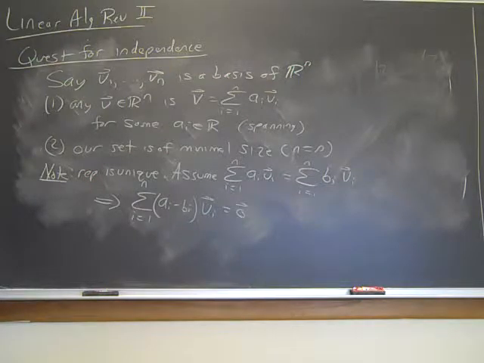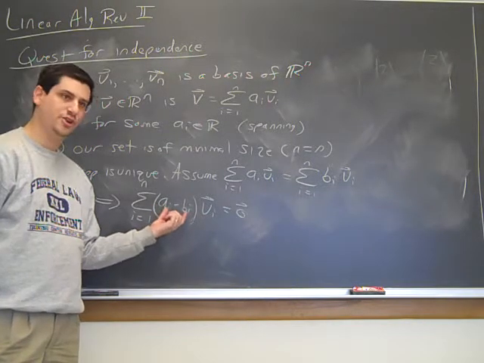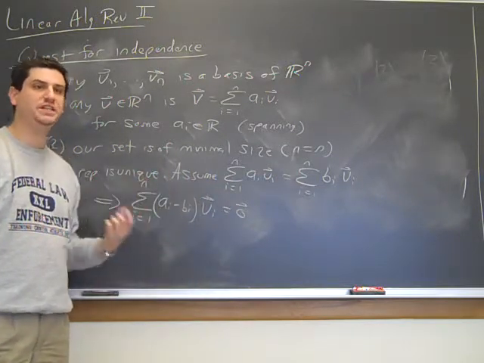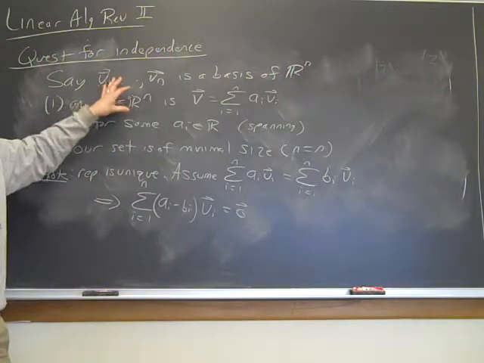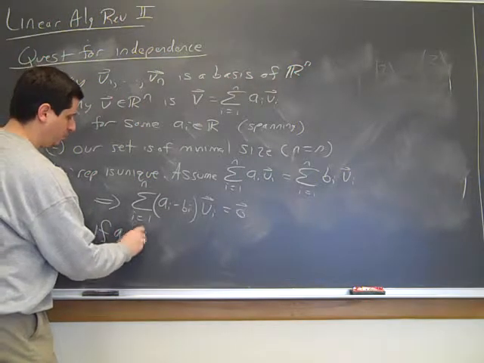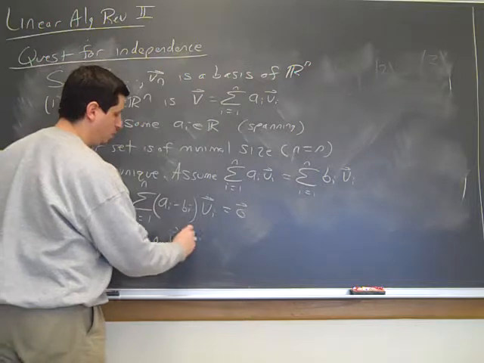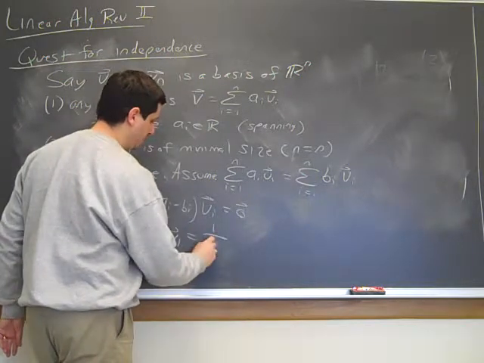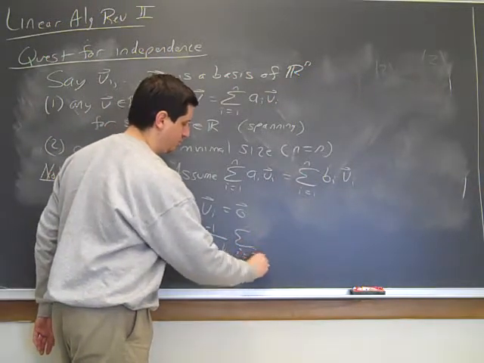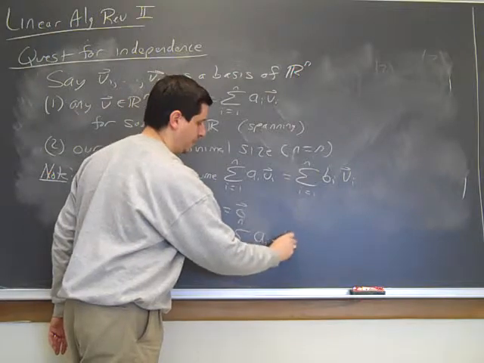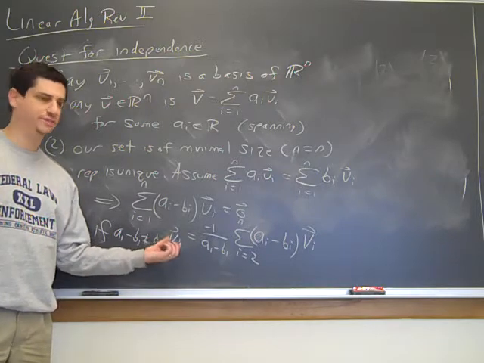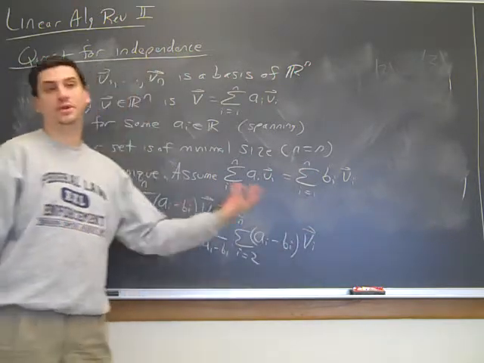And so now, if one of these numbers here is non-zero, you could write that vector in terms of the others, which means you wouldn't need it for linear combinations, which means you could do this with fewer vectors. So if A1 minus B1, for instance, is not equal to 0, you get V1 is 1 over A1 minus B1, negative 1, sum i from 2 to n of AI minus BI times VI. And then you wouldn't need V1. Every time you see a V1, you could replace it with the combinations of V2 through Vn.